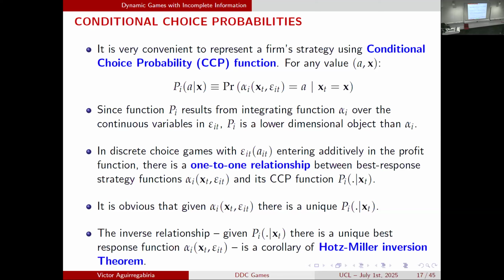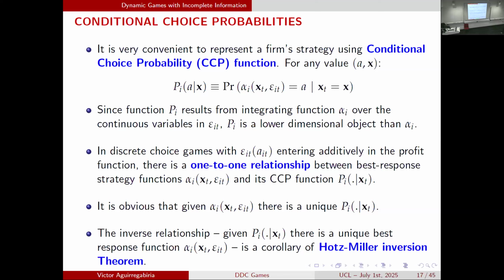Given the strategy of a player, it's convenient to define the strategy in a probabilistic way, basically conditional on the common knowledge information for all the players, that is also the observables from the point of view of the researcher. What is the probability that a player chooses a particular action? Basically it's the strategy function integrated over the epsilon.